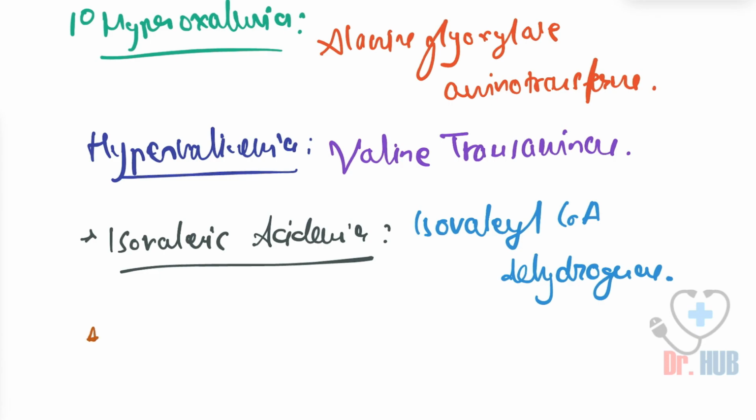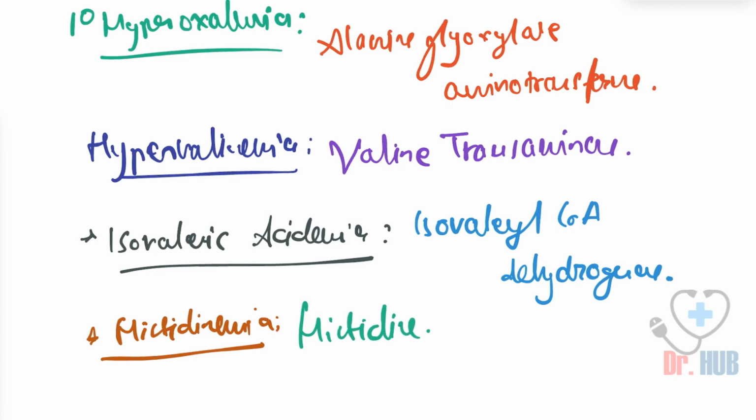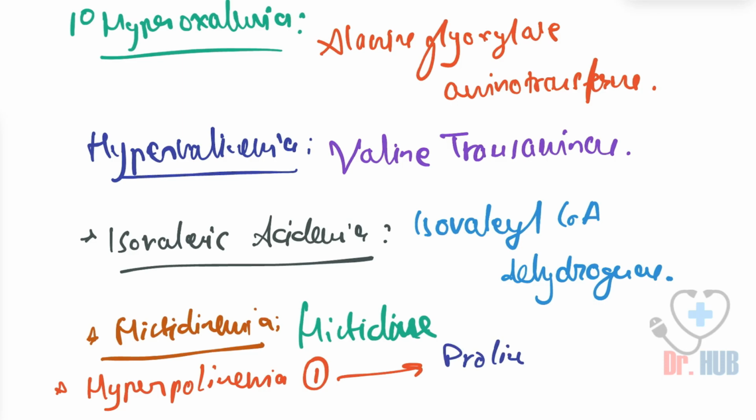Then we look at histidinemia. So in histidinemia, the enzyme defect is of the histidase. And lastly, we look at hyperprolinemia type 1. So what is the defect here? The enzyme here is proline oxidase.